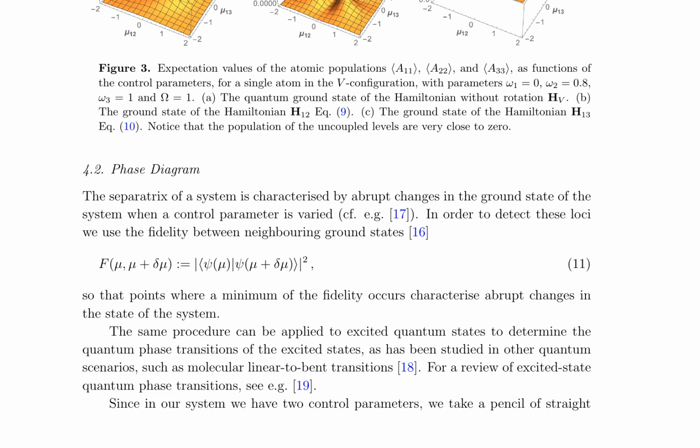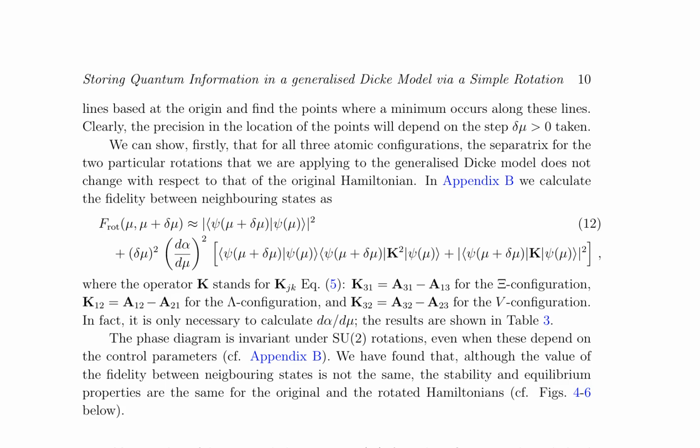The results are compared with the separatrix obtained from a variational solution using coherent states as test functions, given by equation 13. The paper also discusses how the phase diagram remains invariant under SU rotations, even when these depend on control parameters. This invariance is demonstrated in Figs. 4-6, where the stability and equilibrium properties are shown to be the same for the original and rotated Hamiltonians.